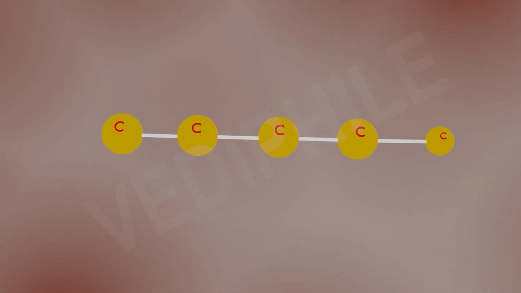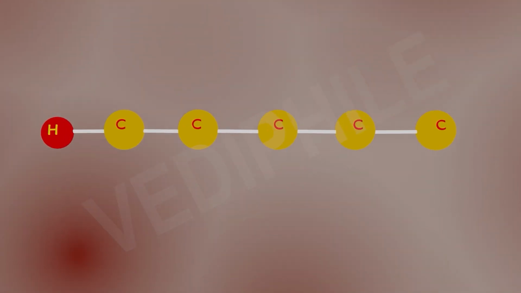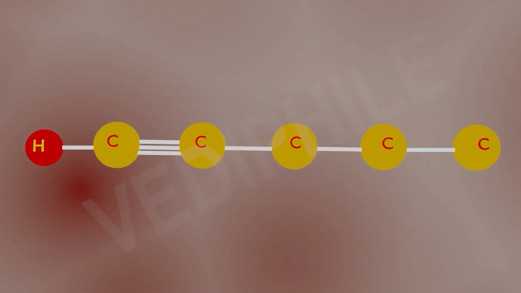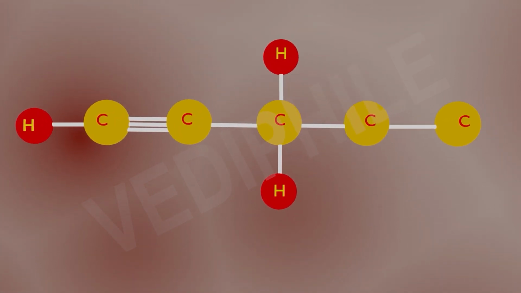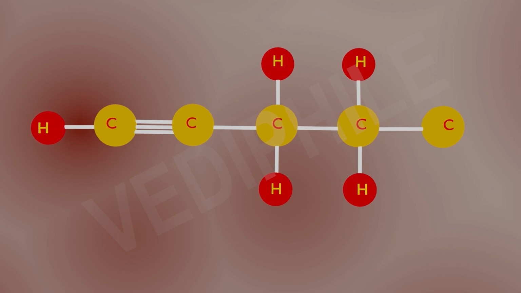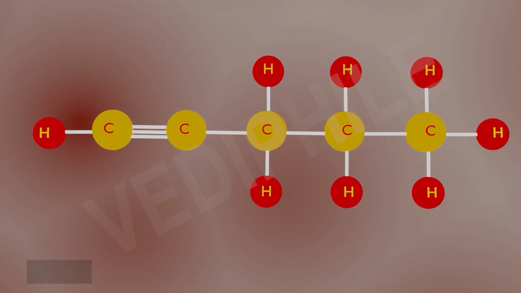In this compound, 5 carbon atoms are present. So it is called pentane. But it is having a triple bond also. So -ane will be replaced by -yne. So it is called pentyne.